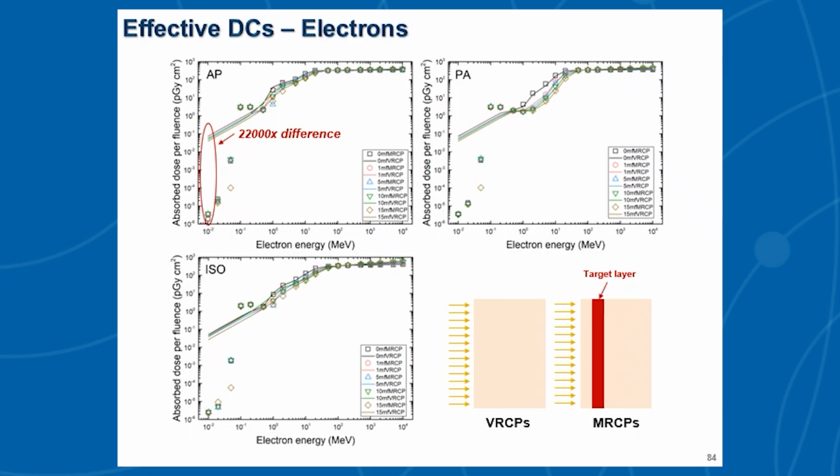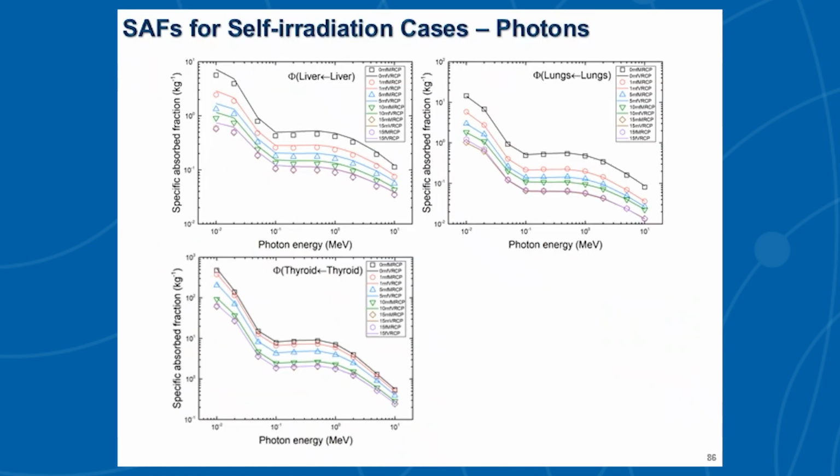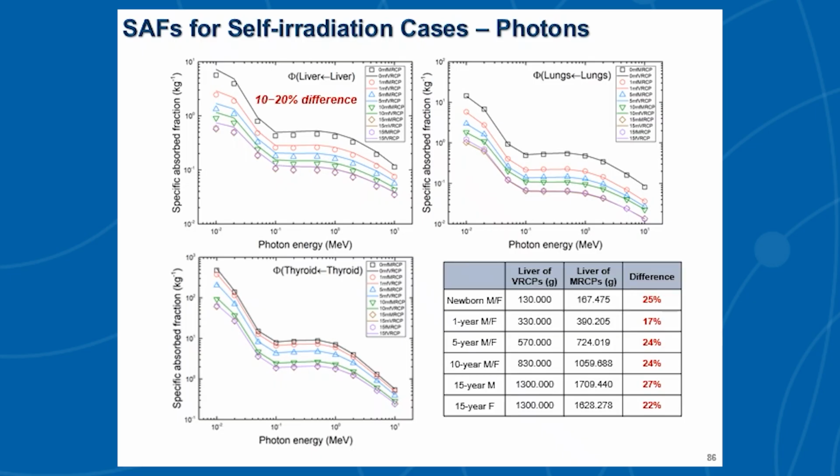Next, let's take a look at internal exposures. This slide shows a photon SAF for the self-irradiation cases, where the source and target organs are the same. The results from the mesh and voxel phantoms generally showed good agreement. But for organs like the liver, where the addition of the blood content significantly increased the mass, relatively large differences were observed because of the differences in the target mass.